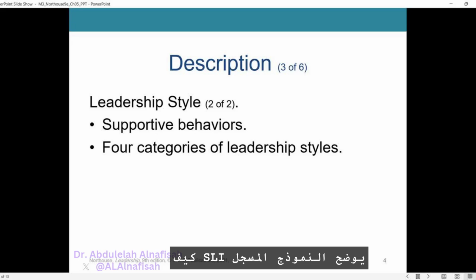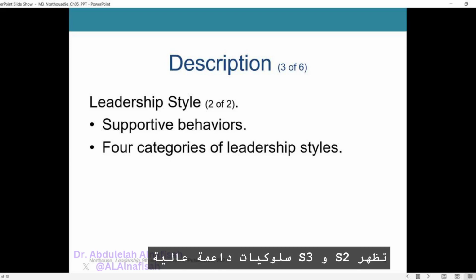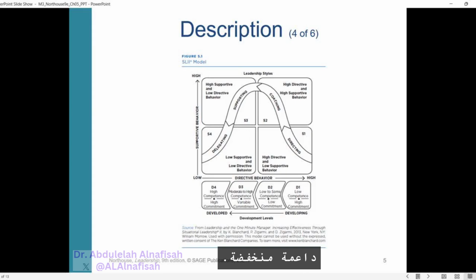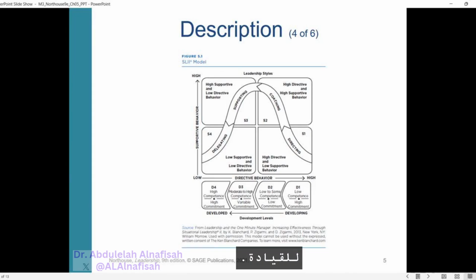The SLII registered model illustrates how directive and supportive behaviors interact across these four styles. S1 and S2 have high directive behaviors, while S3 and S4 have low directive behaviors. Conversely, S2 and S3 exhibit high supportive behaviors, whereas S1 and S4 show low supportive behaviors. The SLII model graphically represents how directive and supportive leadership behaviors interact within the 4 distinct leadership styles.